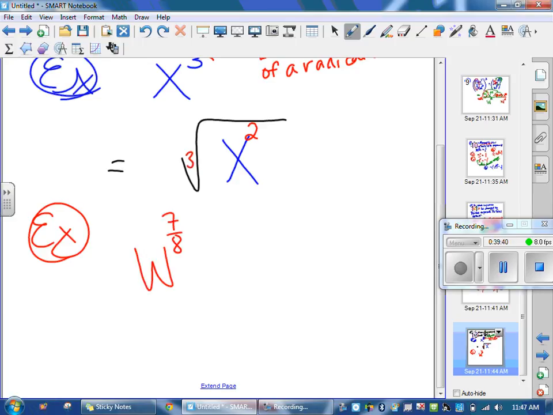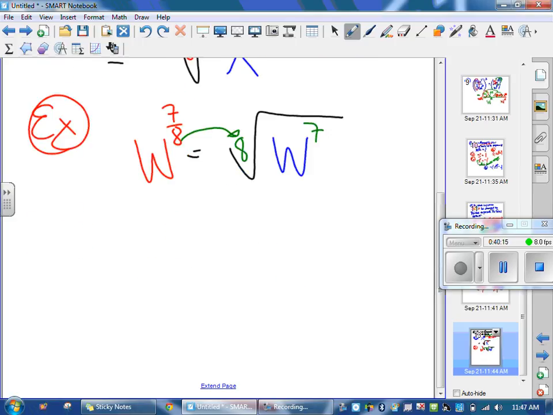W to the 7/8. Write your check mark, your radical sign, W, and an exponent comes in there. What's my exponent on my W? 7, the top number. Who's my index? 8, good. This goes there. Okay, yep. That was our next example of the negative fraction. Ready? Okay, next example.